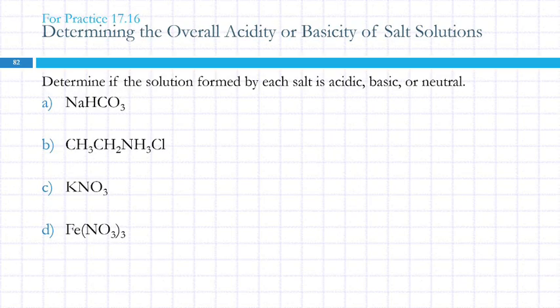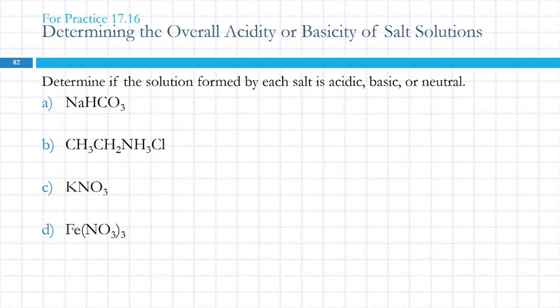What do we need to be able to do? And this is not a critical part of Chem 1B. ICE tables, equilibrium constants, those sorts of things are. This is not a critical thing, but there will be at least one exam question on it, okay? Determine if the solution formed by each salt is acidic, basic, or neutral.